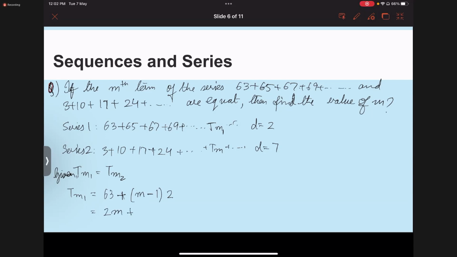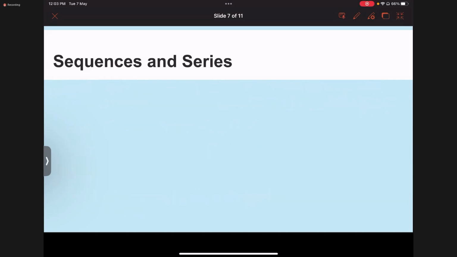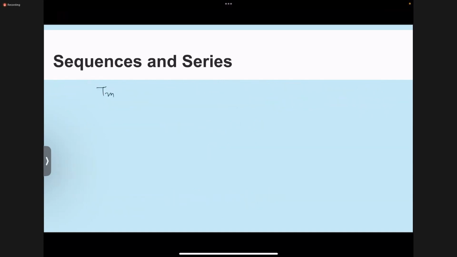is plus 51. Okay, and similarly, Tm2 is going to be 3 plus (m minus 1) times 7, so this is 7m minus 7, minus 7 and 3, so you have 7m minus 4. Okay, now as per our given, Tm1 is equal to Tm2. So our Tm1 was 2m plus 51 is going to be equal to 7m minus 4.